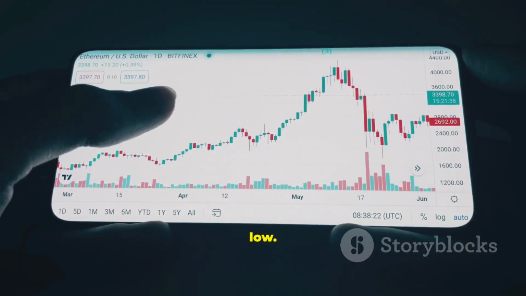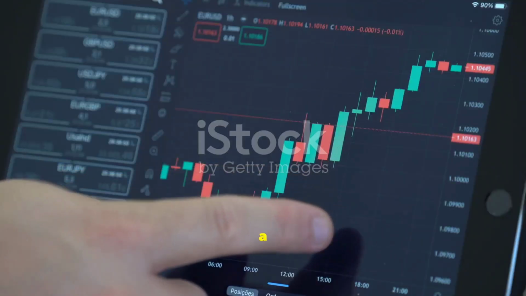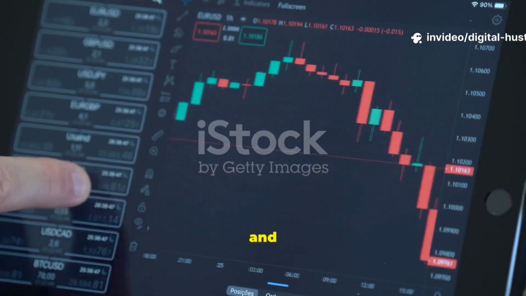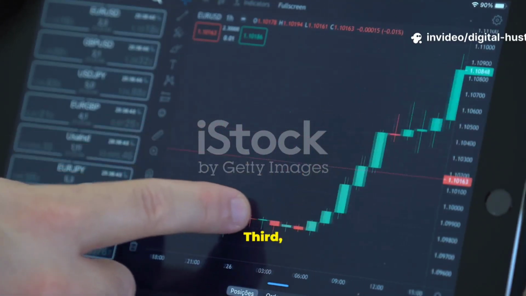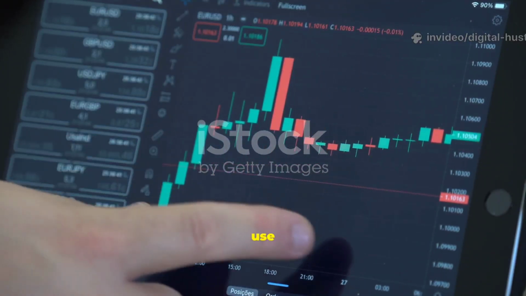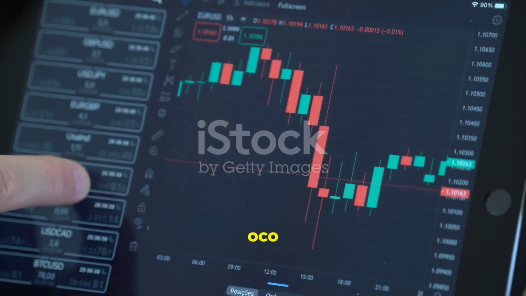Mark the high and low. Second, place 2 pending orders, a buy stop a few pips above that high, and a sell stop a few pips below that low. This brackets the price. Third, and this is crucial, use a one cancels other or OCO order.